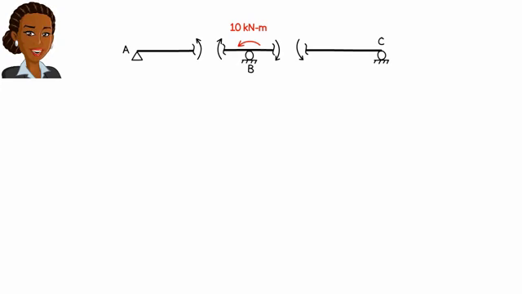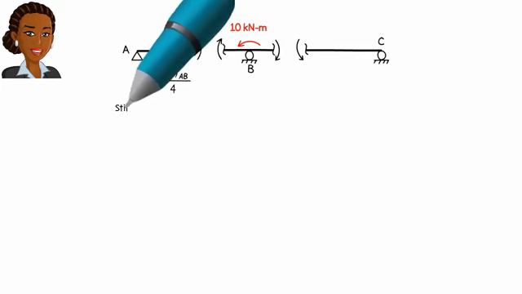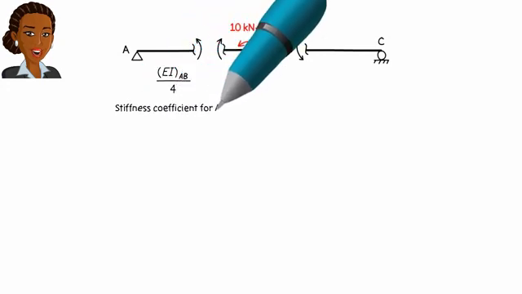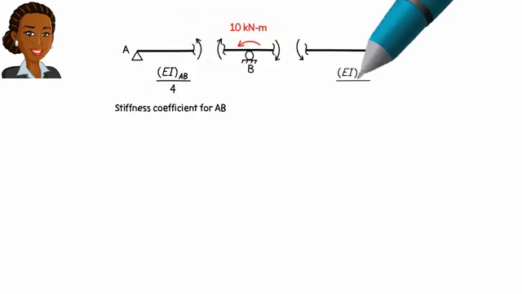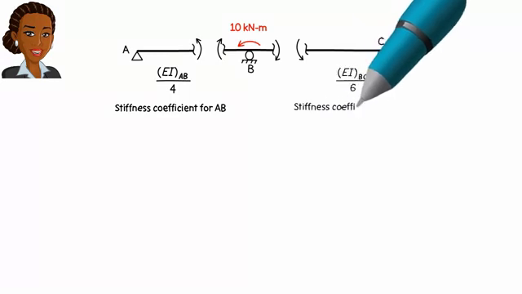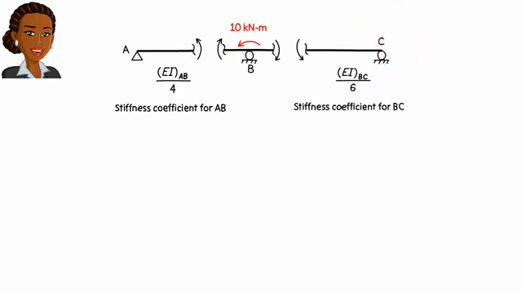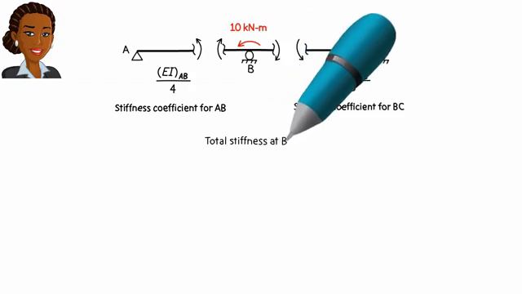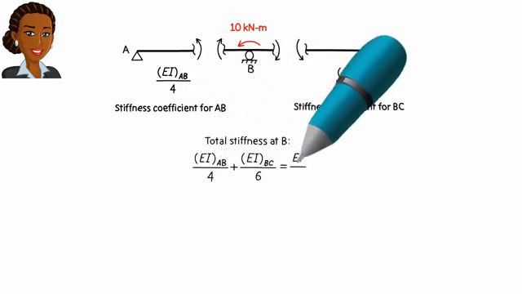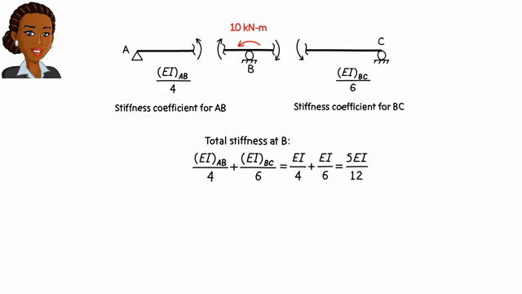We measure the stiffness of each member in terms of its E, I, and L. More specifically, we define EI over L as the stiffness coefficient. For member AB, we get EI over 4. For BC, we get EI over 6. The total stiffness at the joint is the sum of these two coefficients. Here, since both members have the same EI, the sum can be written as 5 EI over 12.